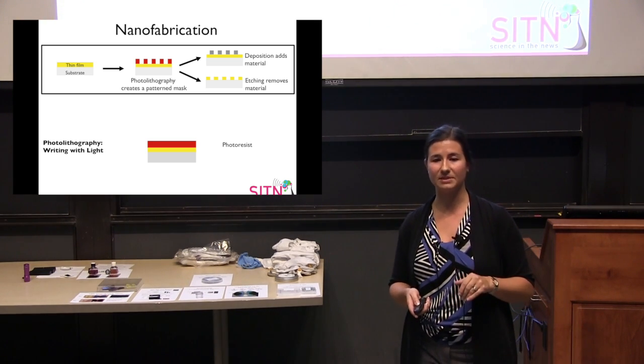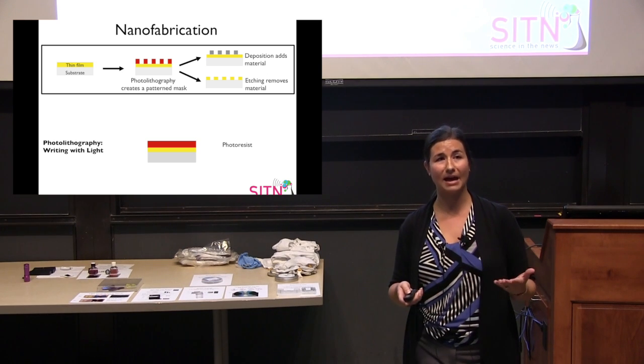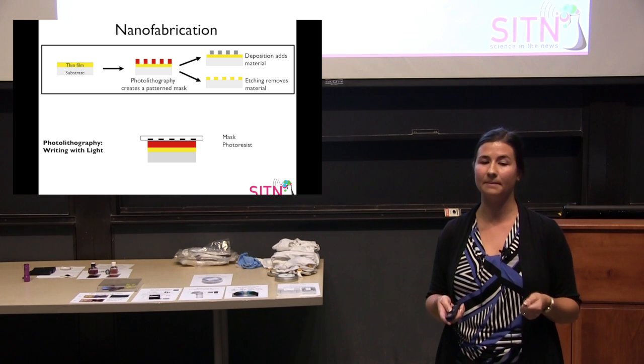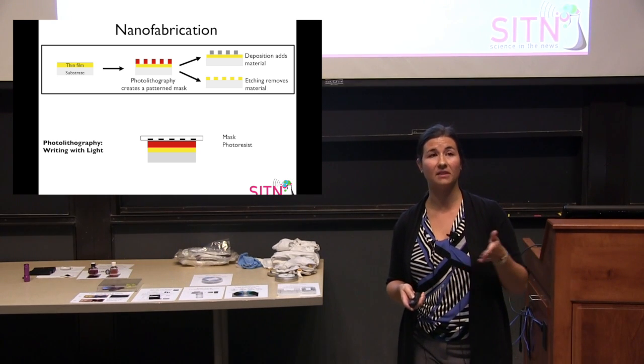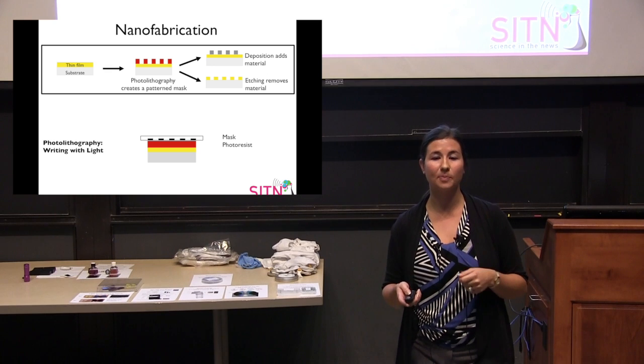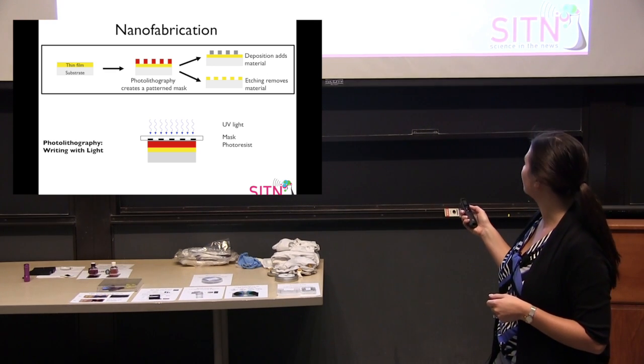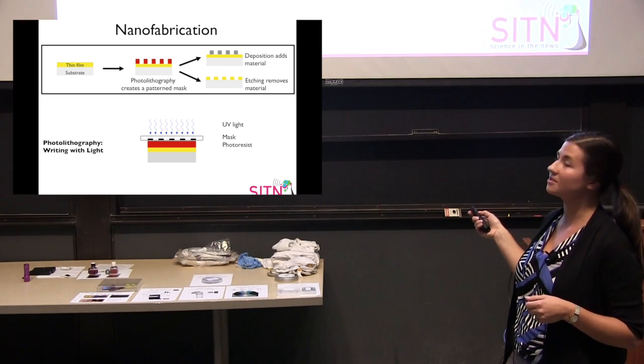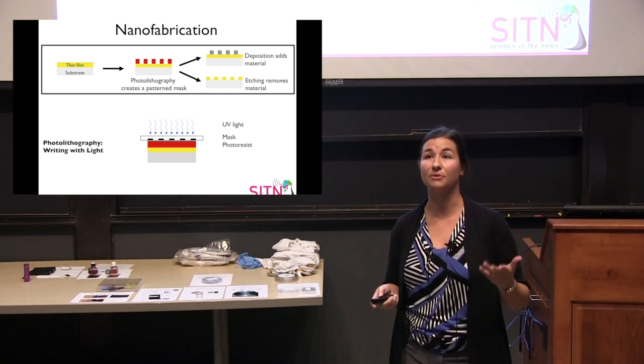So we put down photoresist, and then we have a mask, which is usually a big piece of glass with some metal printed on it. When you shine ultraviolet light through this mask, there's parts which are transparent, as you can see here, and then other parts which are opaque, so the light cannot go through them.